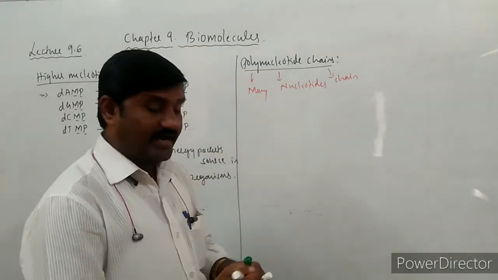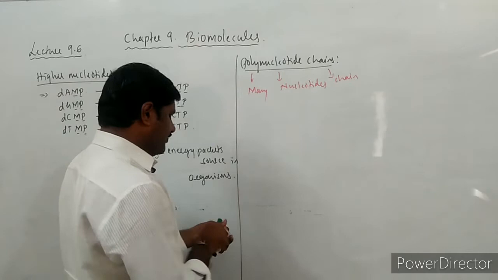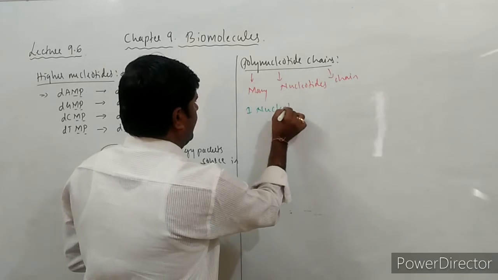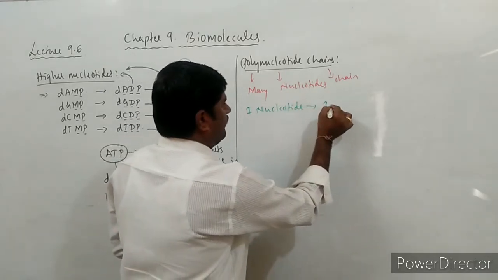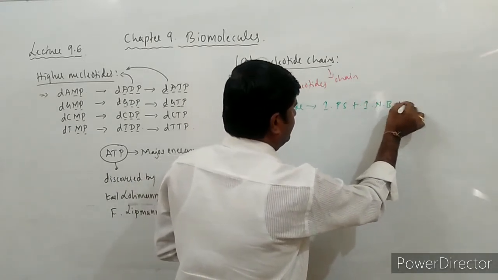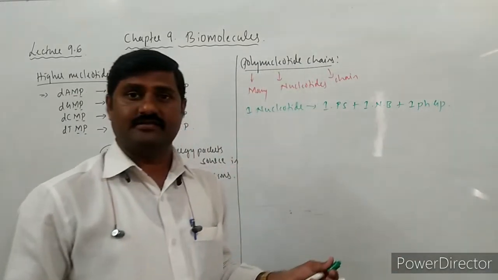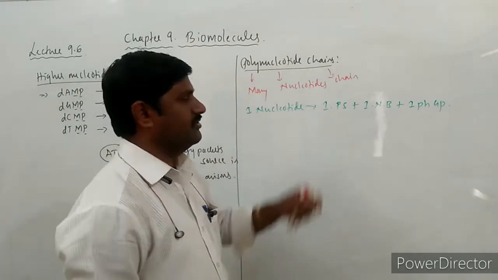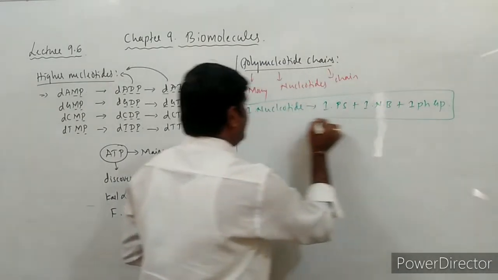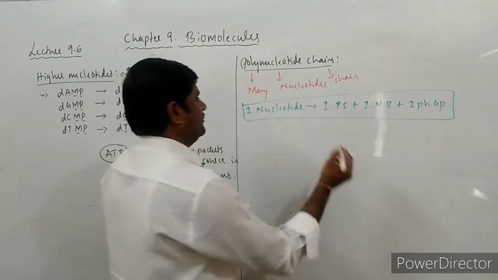Very simple one. So let us see one nucleotide. What makes one nucleotide? One nucleotide is made up of one pentose sugar plus one nitrogen base plus one phosphate group. All these three together form one nucleotide. This is the fact which is known to us, right? So let us see diagrammatically the same thing over here.